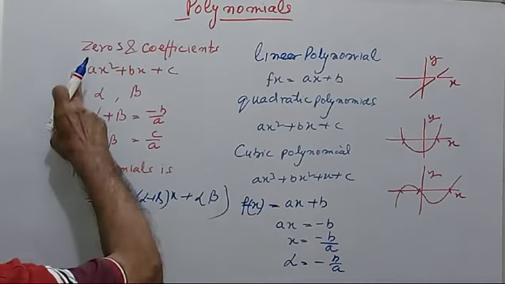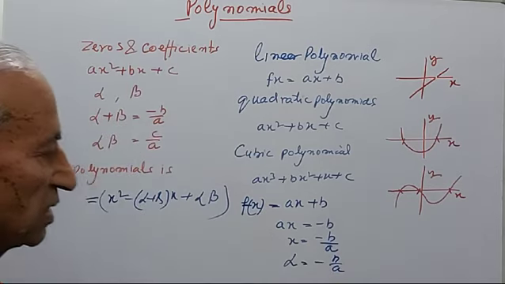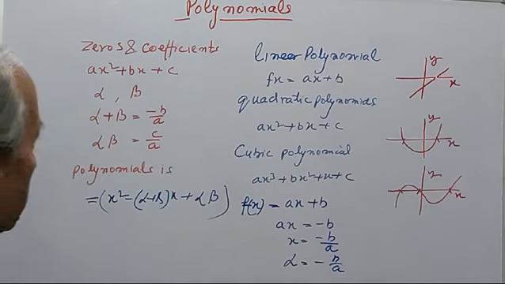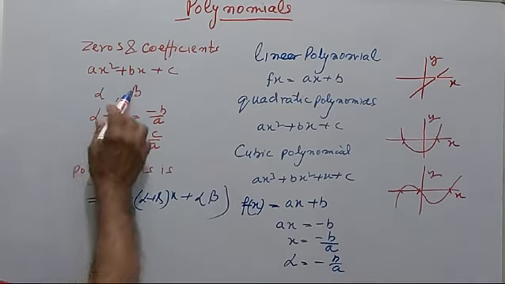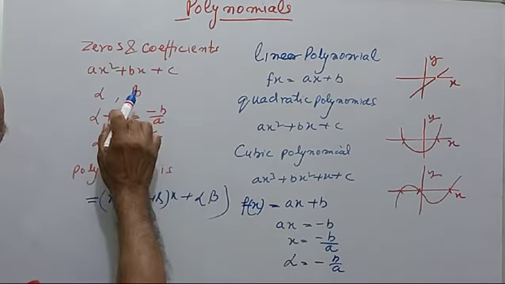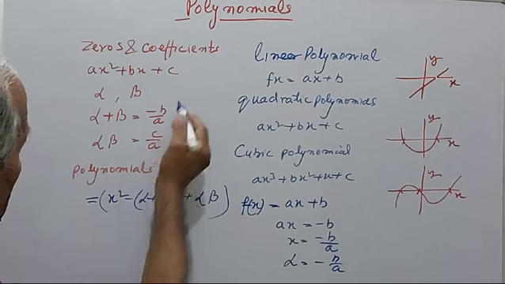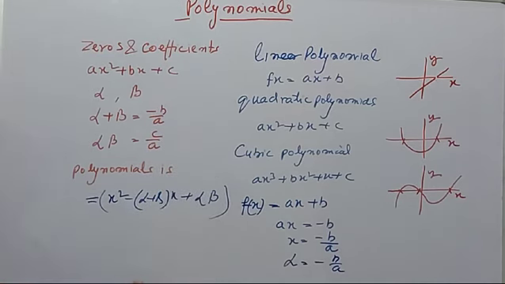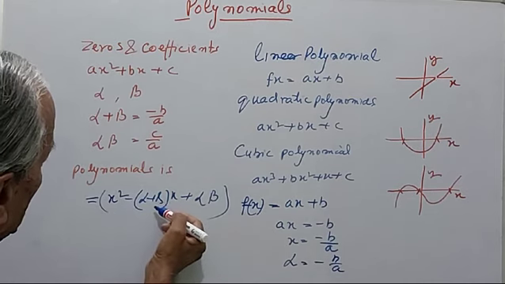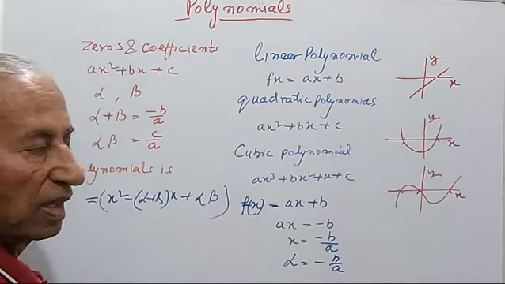So if you take the relationship between zeros and coefficients, I explained that a coefficient is the number attached to the variables. So ax square plus bx plus c is the equation. Alpha and beta are the 2 zeros. So the sum of the zeros is minus b upon a, that is coefficient of x upon coefficient of x square, and the product is c upon a, that is constant term upon a. And if we write the polynomial, that is x square minus sum of the zeros times x plus product of the zeros. Okay, I think it will be clear to you.